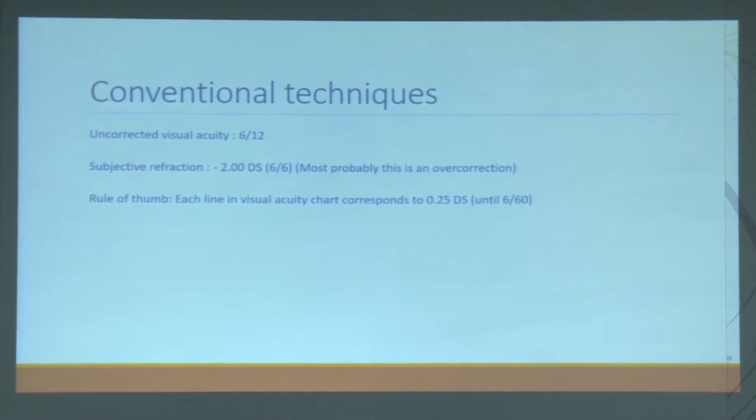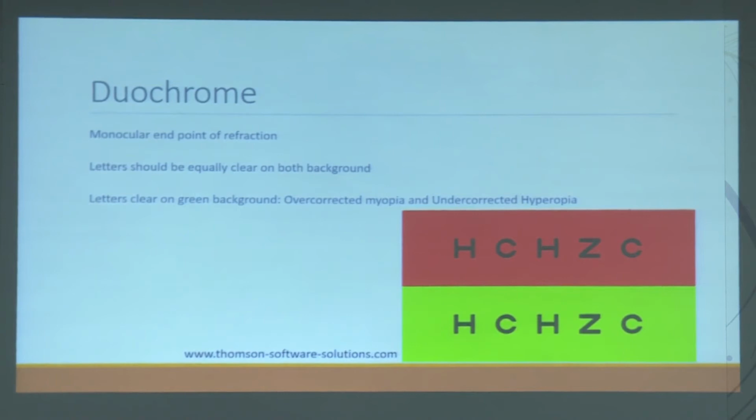This duochrome test is also available in all the vision charts, but we seldom use it nowadays. You can use it at the monocular endpoint of refraction, and the letters should be clear in both the green as well as the red backgrounds. If the letters appear darker or clearer in the green background, it means that it's an overcorrected myopia or an undercorrected hypermetropia, and you can add a plus 0.25 and see if it is becoming equal. And if it is darker or clearer on the red side, you can add a minus 0.25 and see if it is becoming clearer. And the end point would be that it's clearer in both the green as well as red backgrounds.